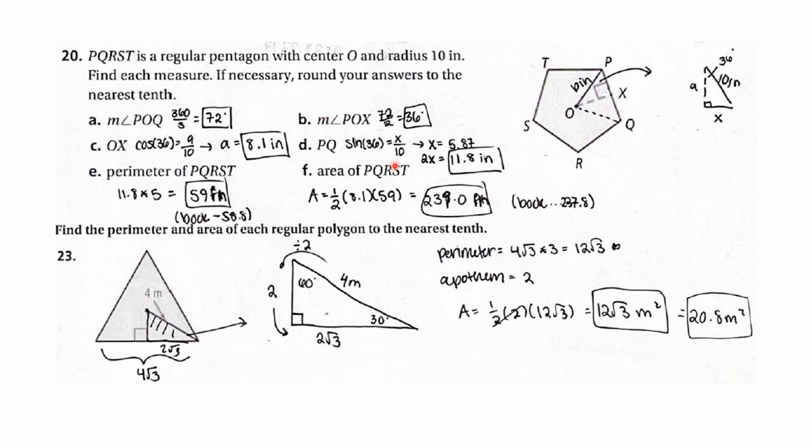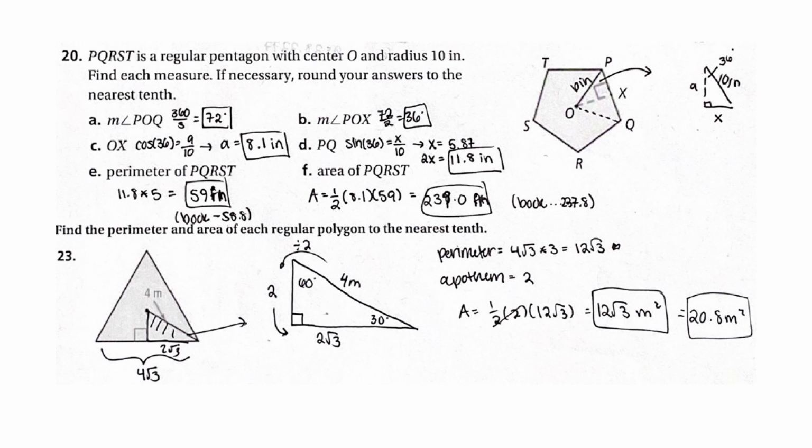On F, we're looking at the area of PQRST, so we know it's 1/2 apothem, which is 8.1, times my perimeter, which was 59, and I got 239.0 inches, but again, the book said 237.8, so if they're not estimating or they're not using these numbers rounded to the nearest tenth, they're going to get a slightly different number than we are. So as long as you're kind of in the ballpark of 239 or 237, somewhere in there, and your numbers are looking pretty close to mine, then you should be good.